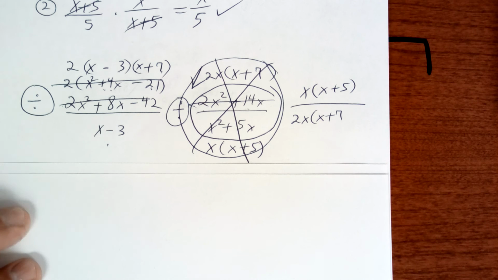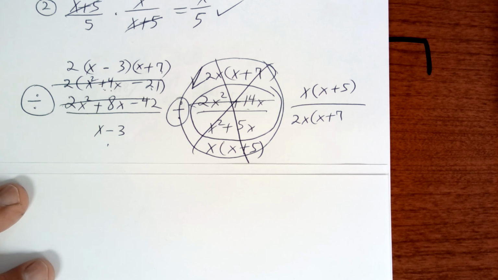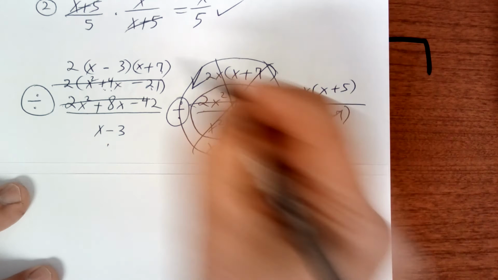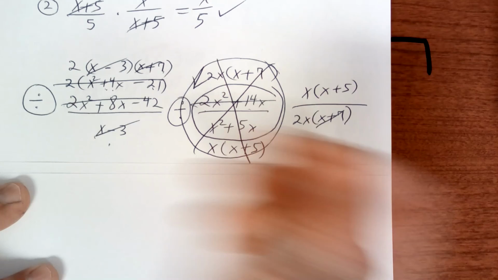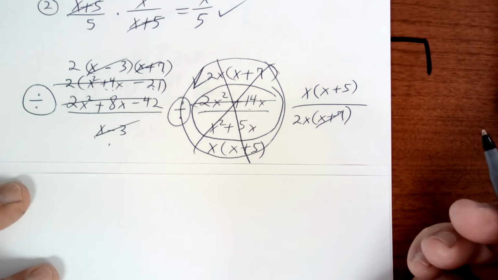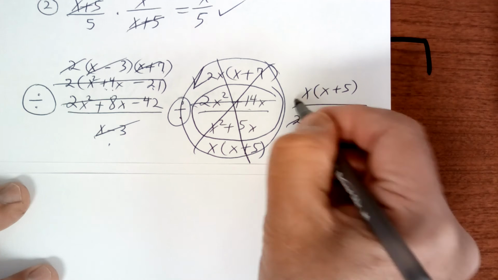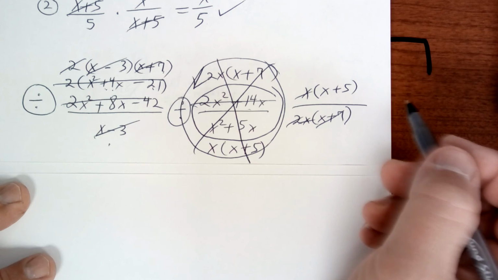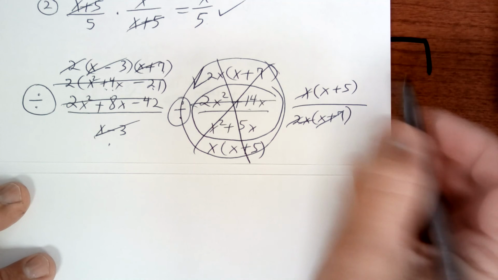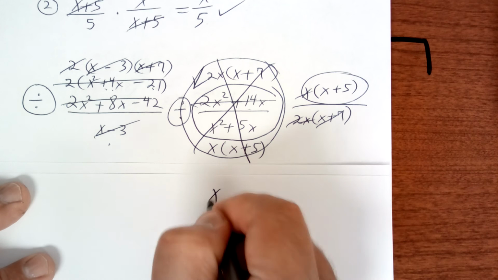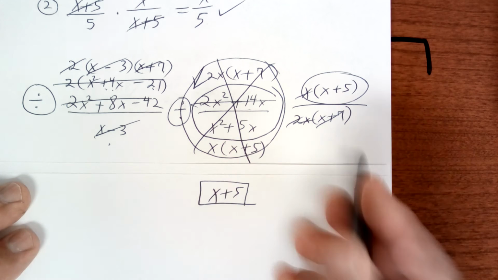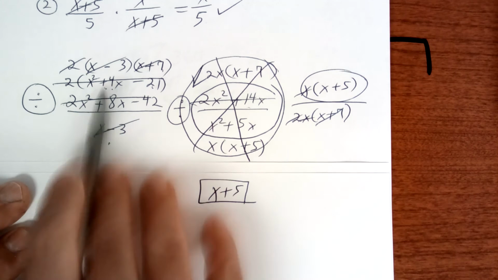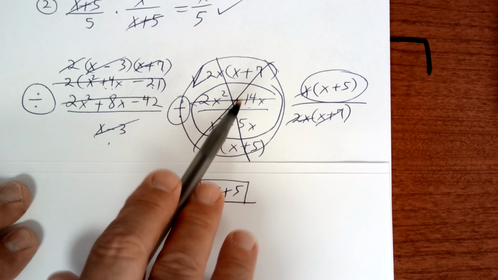It becomes multiplication. So when you flip it, you multiply. And now that we're multiplying, you can reduce any top number with any bottom number. So you just go through here and start reducing. The 2's reduce, the x's reduce. It looks like everything reduced, and unless I missed anything, my answer is x plus 5. So when it's division, you still have to factor it, but you flip the second fraction and it becomes times.